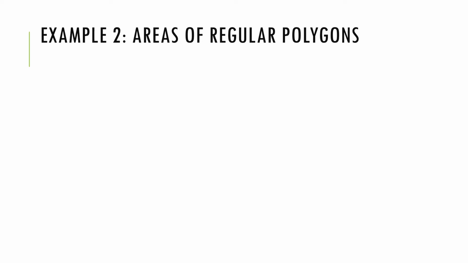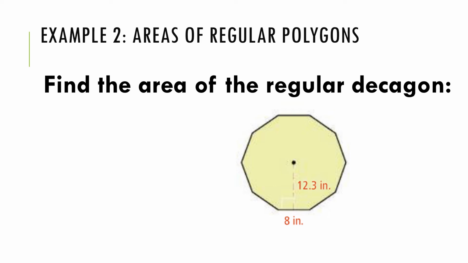All right, so in example 2, we're going to start finding areas of regular polygons, and hang tight with me here because I'm going to take a minute or two to give you an explanation of the formula that I'll give you on the next slide. The formula is actually quite simple, but the reasoning behind it I think is really important. So here we're trying to find the area of a regular decagon. And remember that a decagon has 10 sides in it.